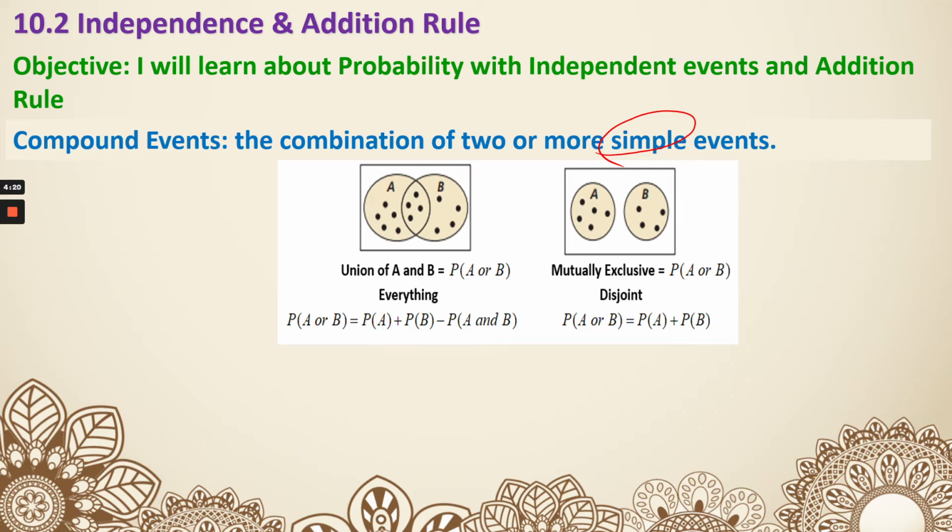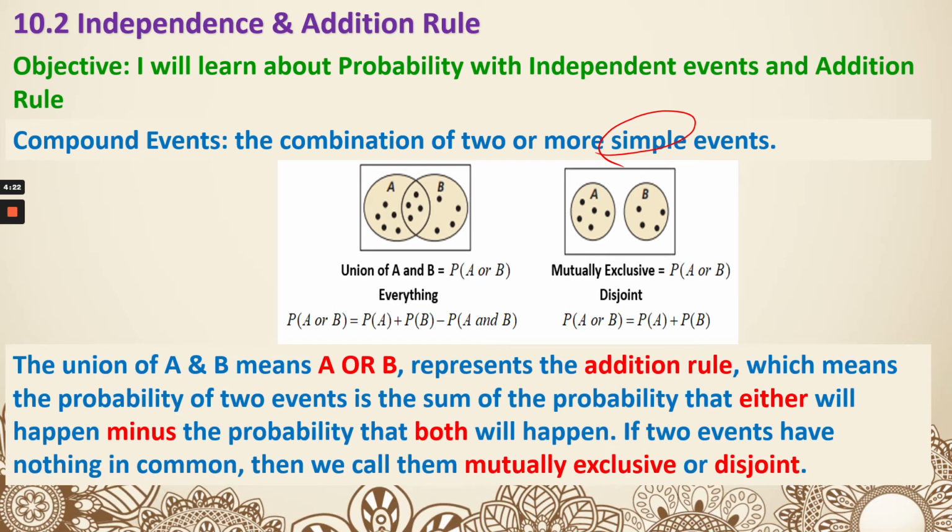Let's have a look. The union of A and B actually means A or B, because if you remember, the union is this symbol, which means A or B. It represents the addition rule, and here's how the addition rule works. The probability of two events is the sum of the probability that either will happen minus the probability that both will happen. Well, that sounds very mathematical.